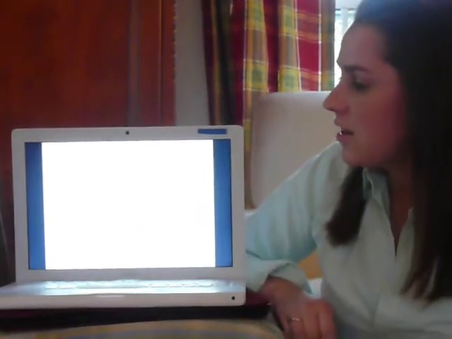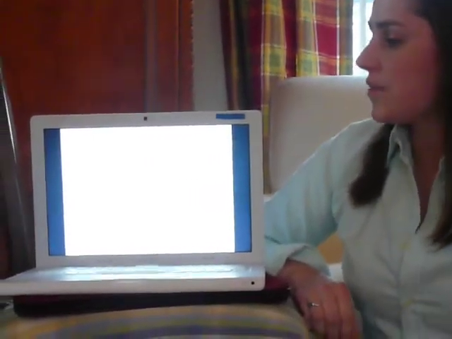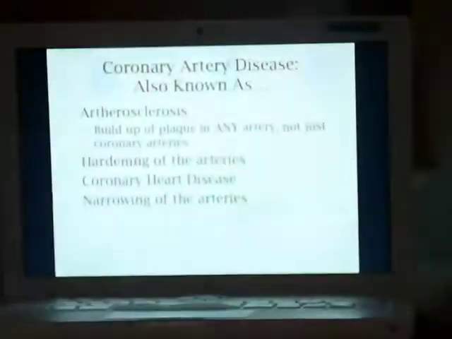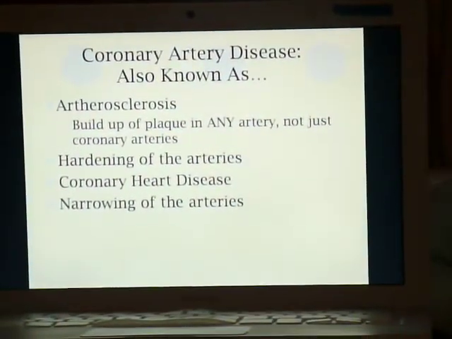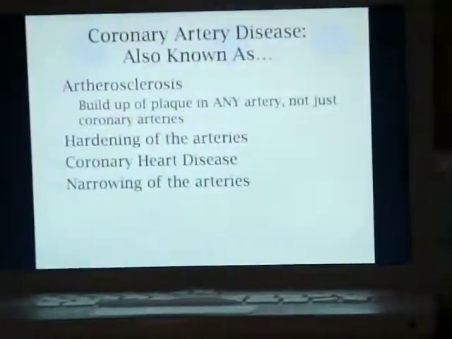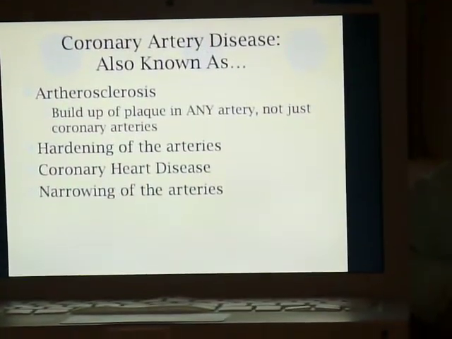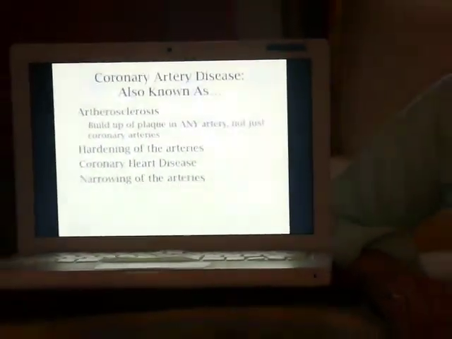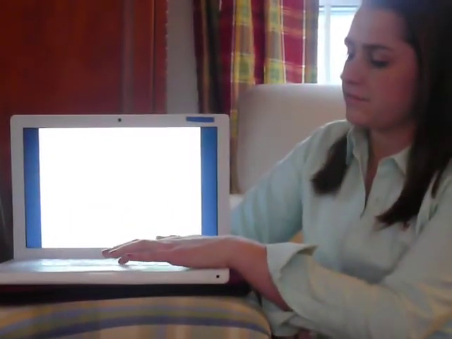decreased to your heart. Other names for coronary artery disease are atherosclerosis, and this is not just coronary artery disease, it's the buildup of plaque in any artery you have. It's also called hardening of the arteries, coronary heart disease, and narrowing of the arteries.